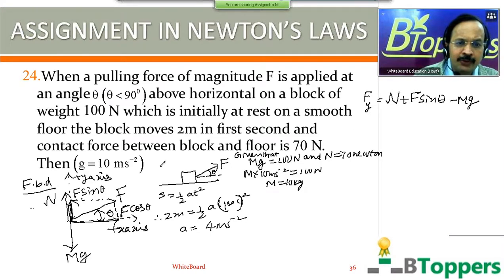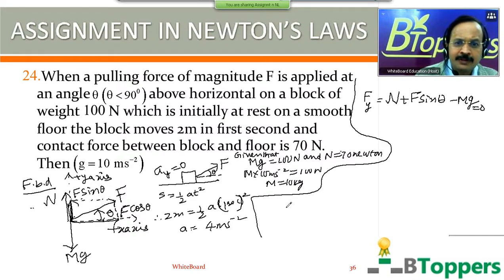But in this case, the block has no acceleration parallel to the y-axis, or in the vertical direction. So the y component of acceleration is 0. You can say that the y component of the resultant force on the block is 0. So you can write f sin theta equal to mg minus N. The weight mg is given to be 100 newtons.